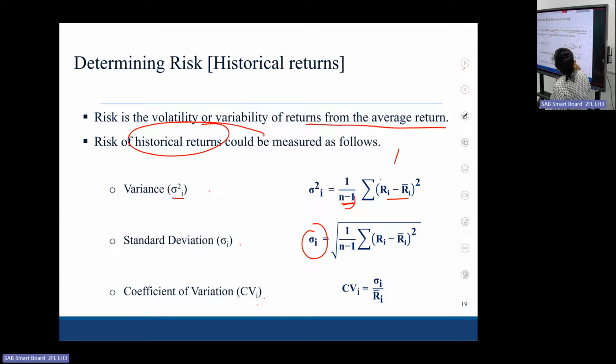Both variance and standard deviation you can use to measure the risk. The higher the variance, the higher the risk. The higher the standard deviation, the higher the risk. But remember, in financial management, rather than the variance, normally we use standard deviation to interpret the risk. The reason is that we standardize the variance using the standard deviation, because the square root of the variance is the standard deviation.